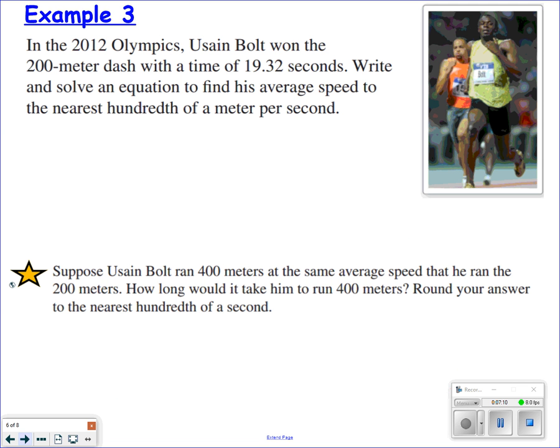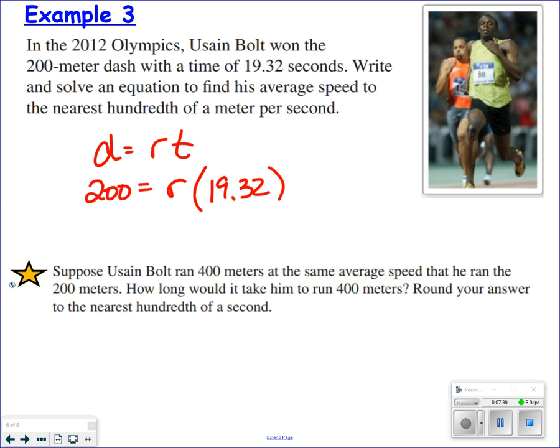Word problems. Do not be alarmed by word problems. They're merely questions that have words. Okay? In the 2012 Olympics, Usain Bolt won the 200-meter dash with a time of 19.32 seconds. Write and solve an equation to find his average speed. Now, many of you need to understand that distance equals rate times time. So in this particular question, we're going a distance of 200 meters. The rate is what we are trying to find. How fast was Usain Bolt going?